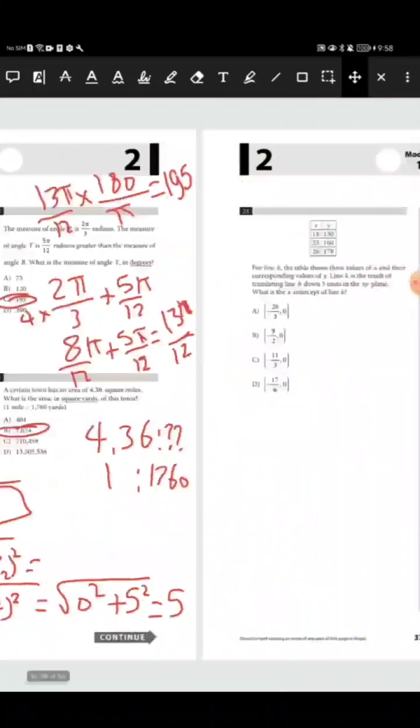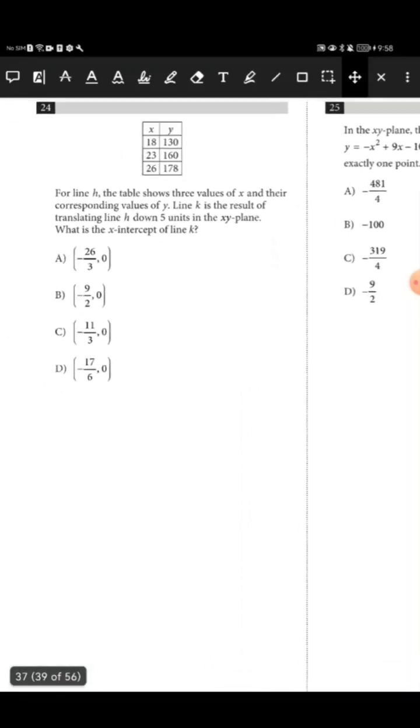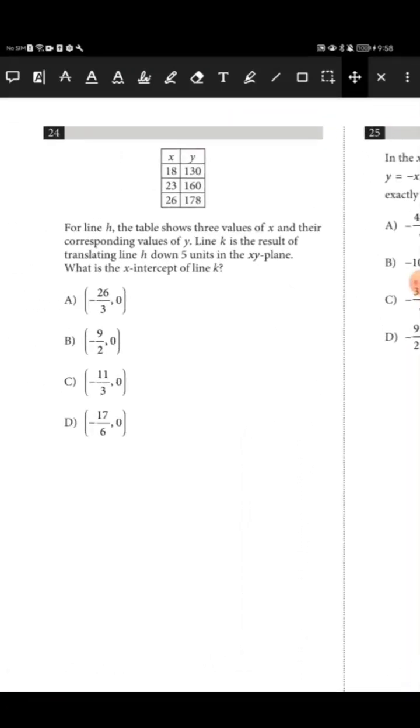Okay, moving on to question number 24. For line H, the table shows 3 values of x and their corresponding values of y. Line K is the result of translating line H down 5 units in the xy plane. What is the x-intercept of line K? So we want to know the x-intercept of line K.